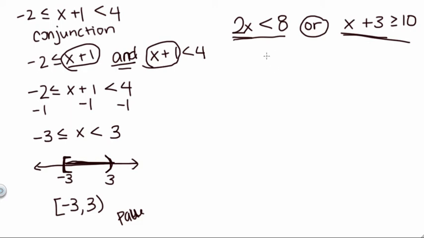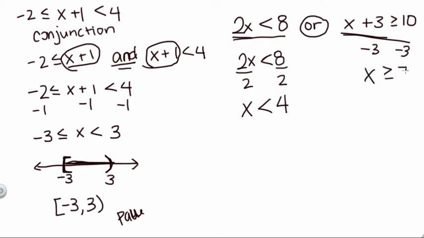Fundamentally, it's a bit different from the conjunctions we've done, but the process is exactly the same. Now I'm working with two separate ones. So 2x is less than 8. I want to solve for x, so I divide by 2, and it's positive, so we don't have to worry about switching the sign. So we get x < 4. This is the first part. If we solve this one, we can subtract 3 on both sides, so we get x ≥ 7.